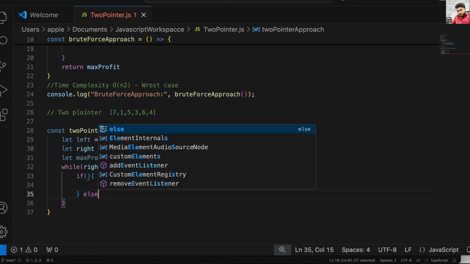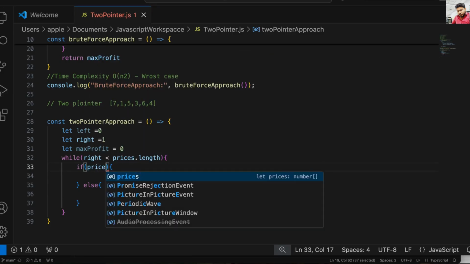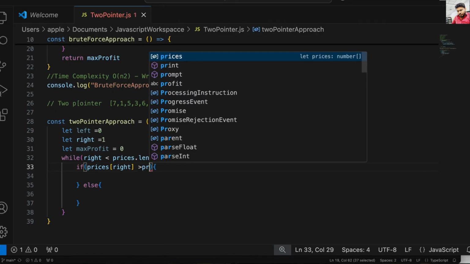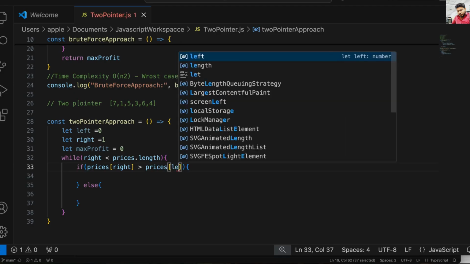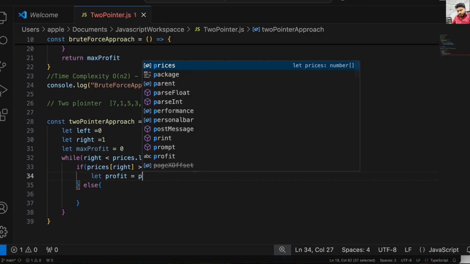We have one if else. What we need to do, we need to compare and do the max calculation, and one more point, we need to update the pointer. So what we are going to do here, prices of right needs to be greater than prices of left. Okay, this is the condition. If this is satisfied, we need to do the profit calculation. So I will explain this once I am done.